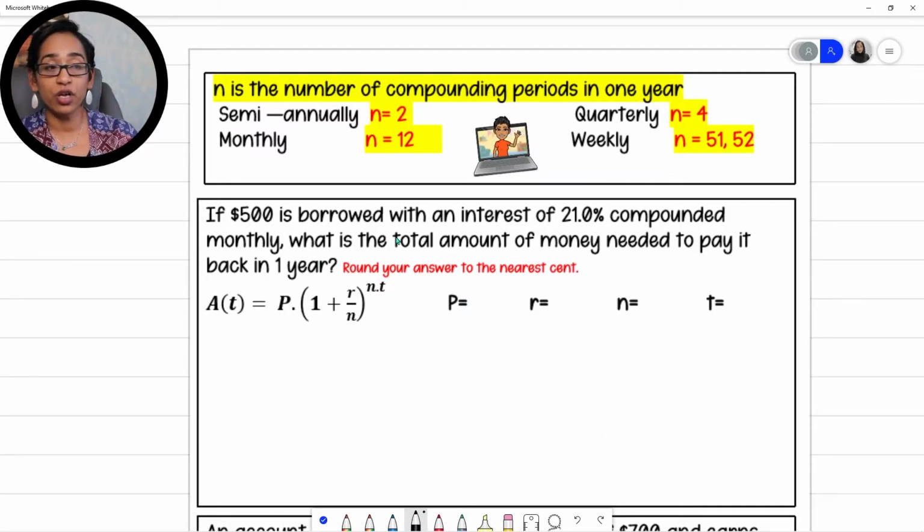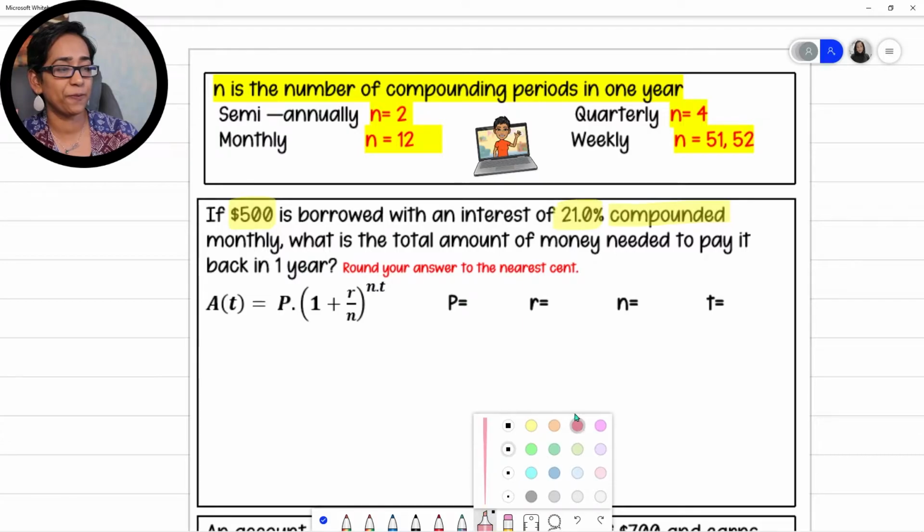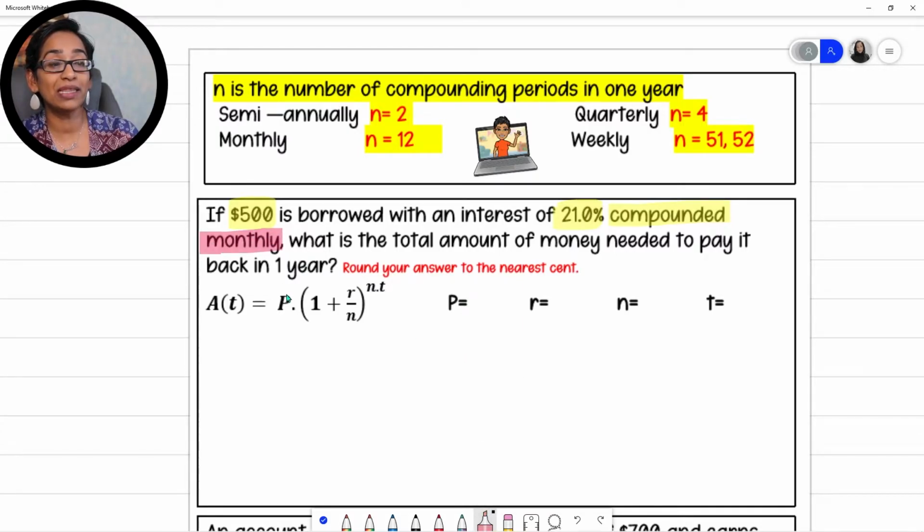If $500 is borrowed with the interest of 21%, that's a lot of interest, compounded monthly. I know it's a compound interest. So this is monthly, so I know I'm using N equal to 12. What is the total amount of money needed to pay it back in 1 year?